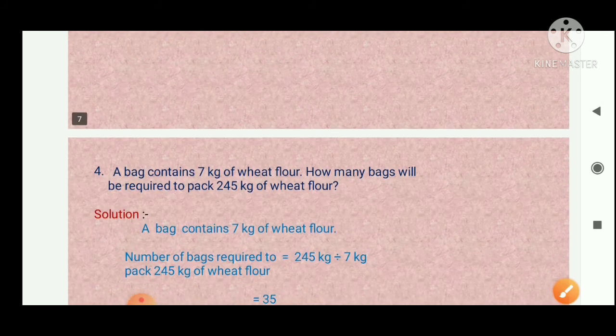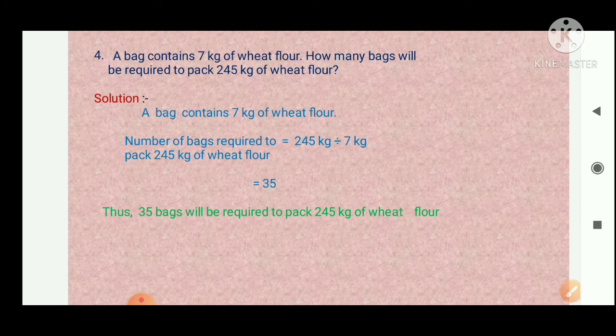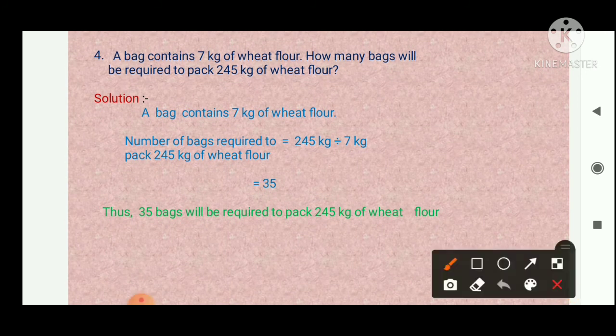Now see next word problem. A bag contains 7 kilogram of wheat flour. How many bags will be required to pack 245 kilogram of wheat flour? See student its solution.